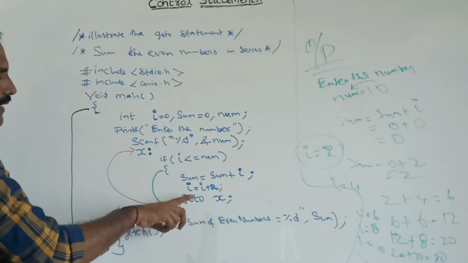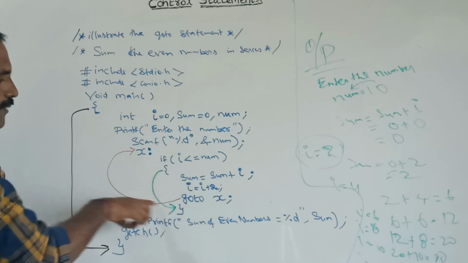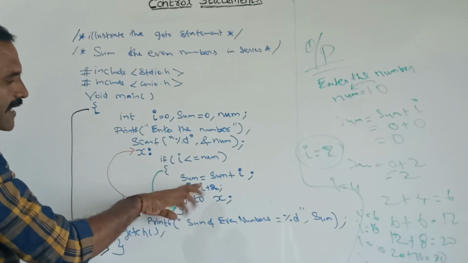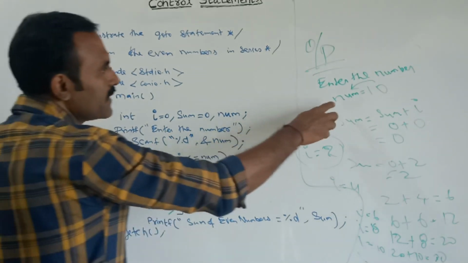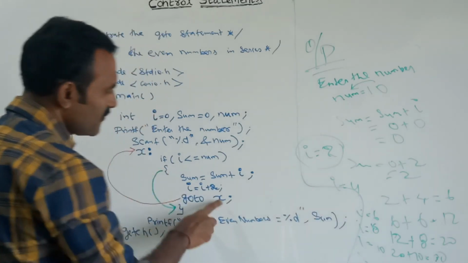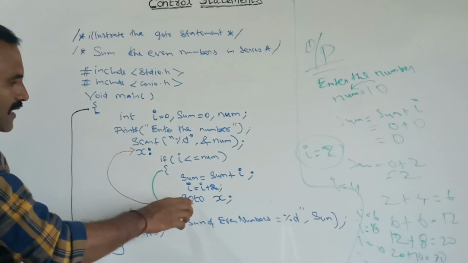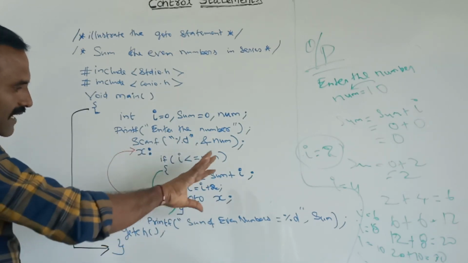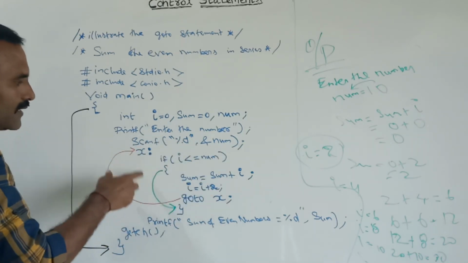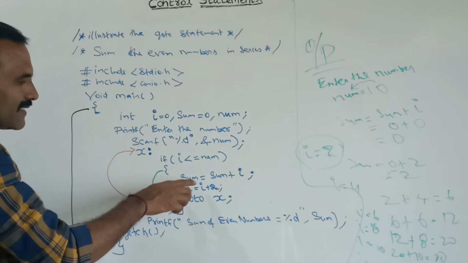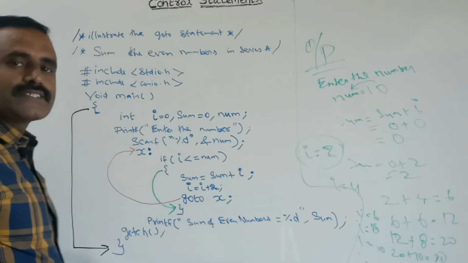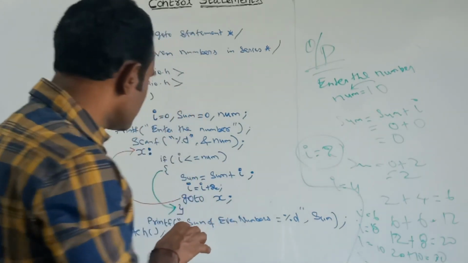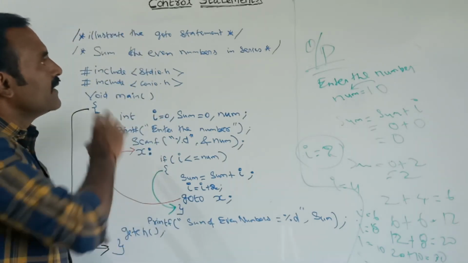So the go to x statement will be repeated up to 5 times. Each and every time here I is incrementing by 2, that is first time, second time, third time, fourth time, up to 5 times this go to statement will be executed. Each and every time the value will be incremented by 2, and that value will be added with the sum variable. So in this way we can find the sum of the even numbers.